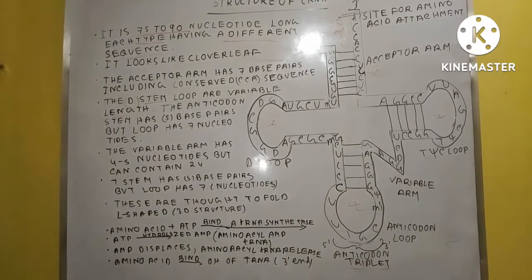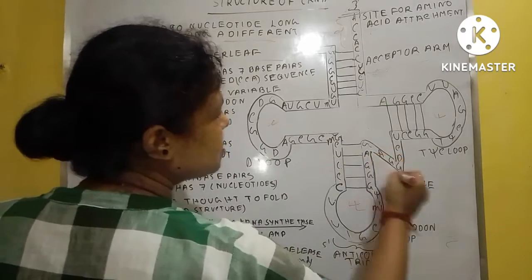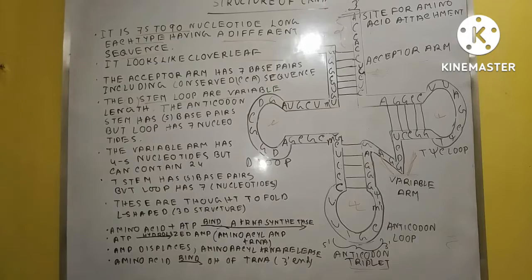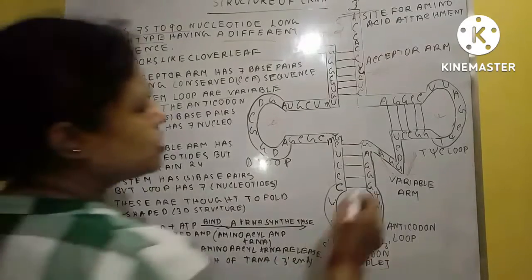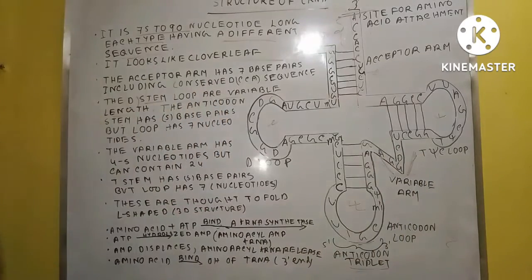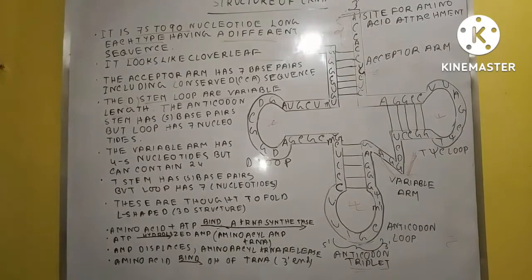Okay. The variable arm has 4 to 5 nucleotides but can contain 24. This is called the variable arm, and it generally contains 4 to 5 nucleotides. 1, 2, 3, 4, 5. 4 to 5 nucleotides are there, but it has the capacity to contain 24 nucleotides. Clear? The T stem has 5 base pairs.